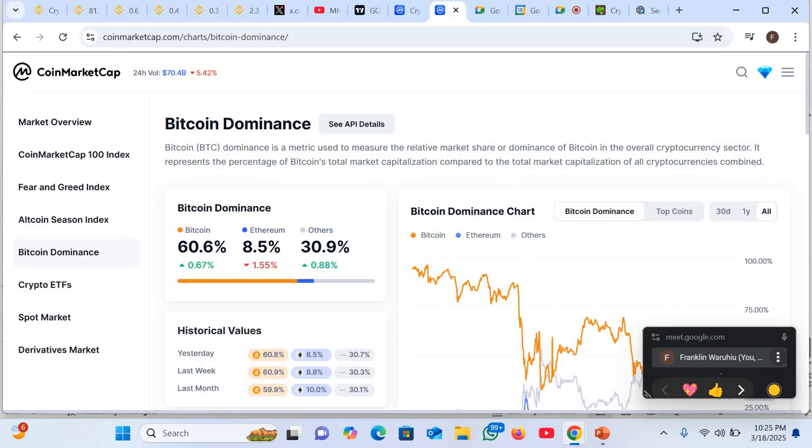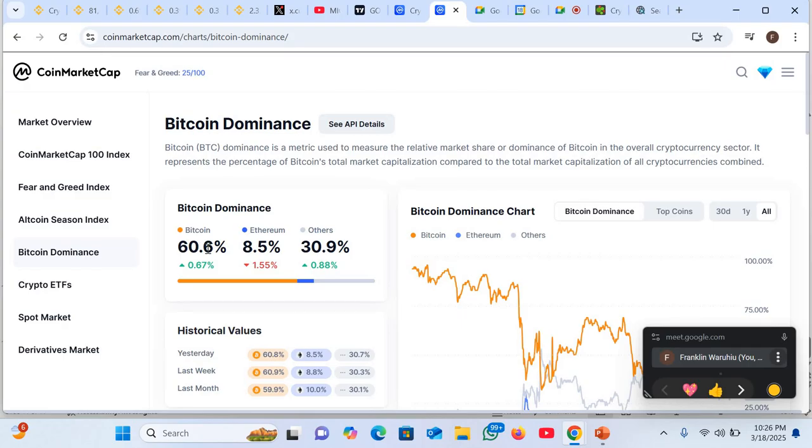When Bitcoin dominance is high, it simply means that Bitcoin is controlling the general crypto market. You can see as at today, the Bitcoin dominance stands at around 60.6%. So when Bitcoin dominance goes below 50%, at around 48 to 45, that is when the alt season will begin.